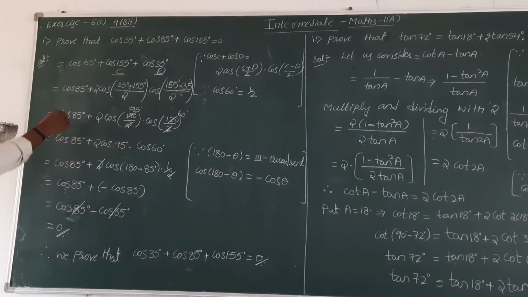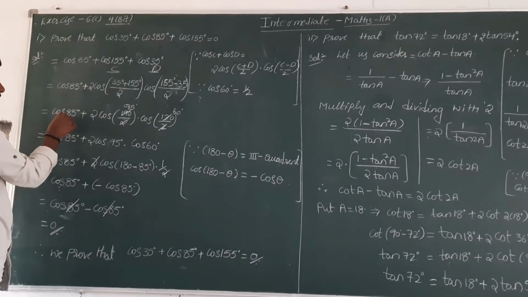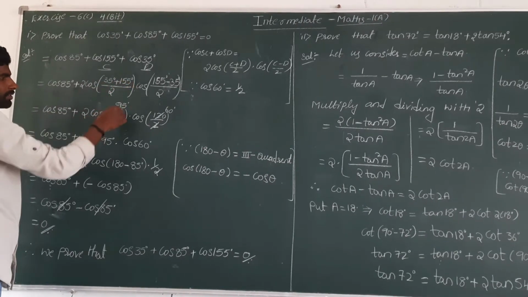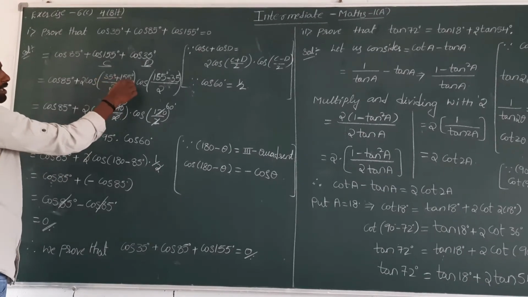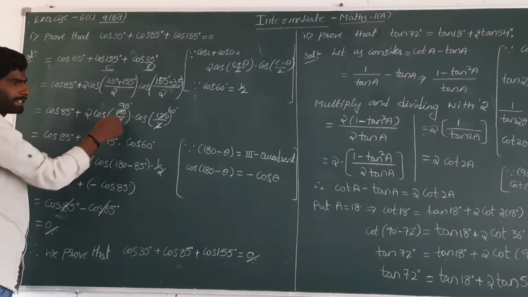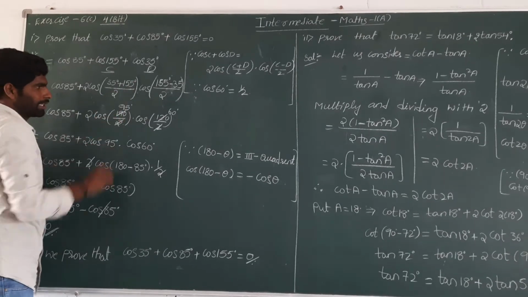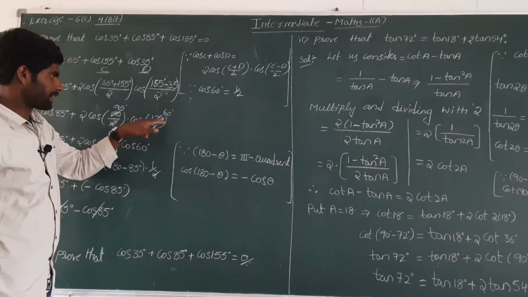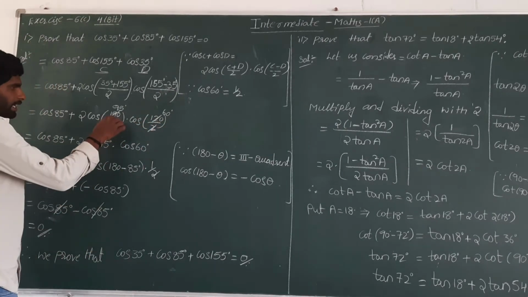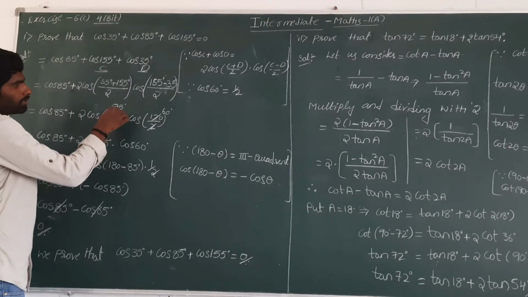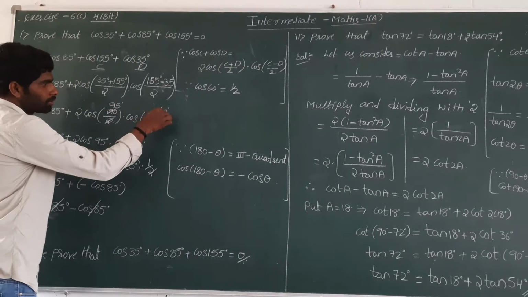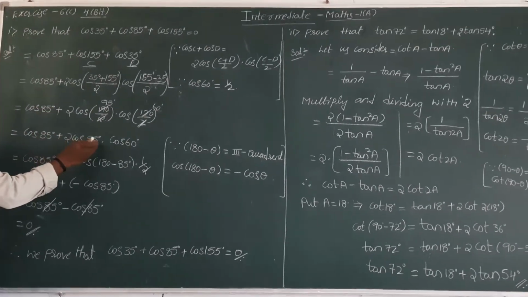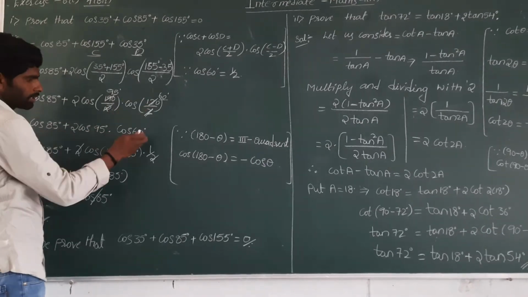Okay, cos 85 degrees plus 2 cos of 35 plus 155, which is equal to 190, divided by 2. Next 155 minus 35 is nothing but 120 degrees, by 2. So I can cancel here the 2s: 2 ones are 2, 95 twos are 2, 1 twos are 2, 60 twos are 2. Cos 85 degrees plus 2 cos 95 degrees into cos 60 degrees.